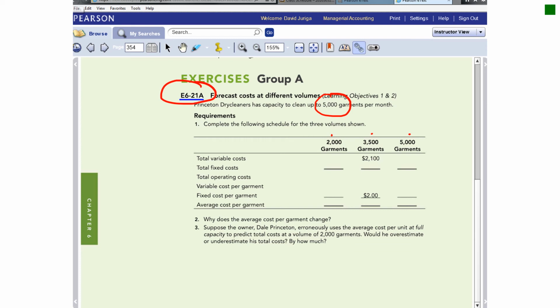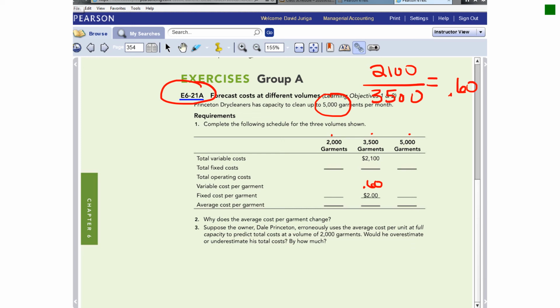They want you to come up with the average cost. To start with, we've got the total variable at 2,100, and you're going to divide that by 3,500. That's going to give you right at 60 cents per unit. That 60 cents is your variable cost per unit, and we know that's going to be constant. I'll show you how that works in a moment.